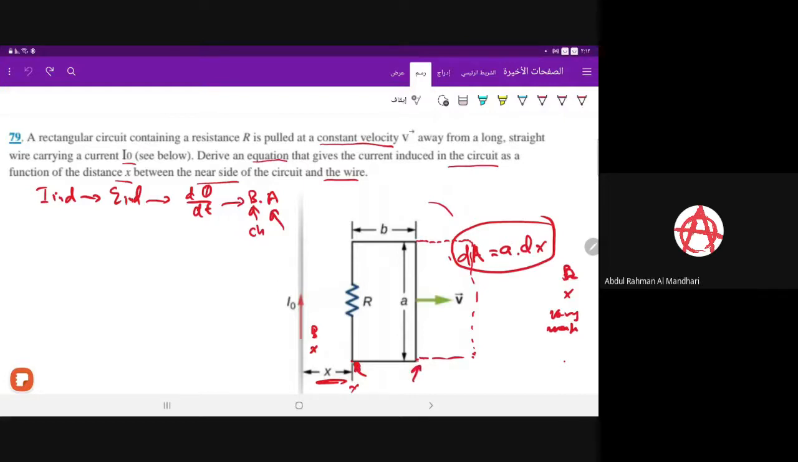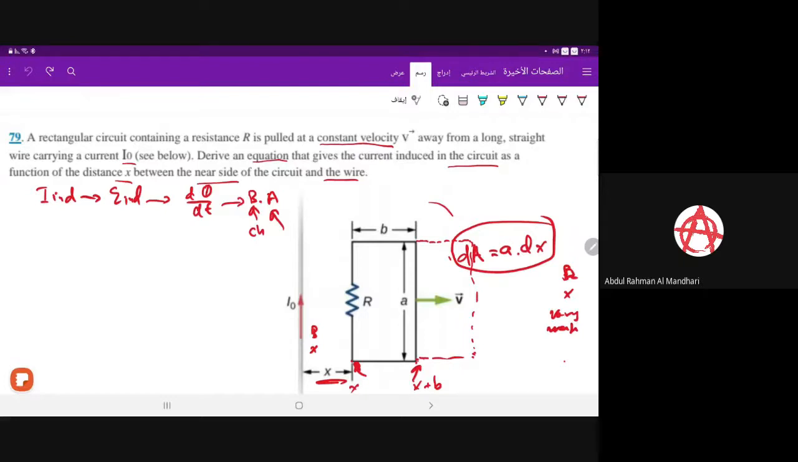Okay, so it reached this point, there, x plus b. It starts at x and then it ends at x plus b. So for one total movement of this rectangular circuit, it covers the distance from x to x plus b. And then we know that delta area, or the differential area, is taken with respect to delta x. As we increase delta x, the differential area increases.